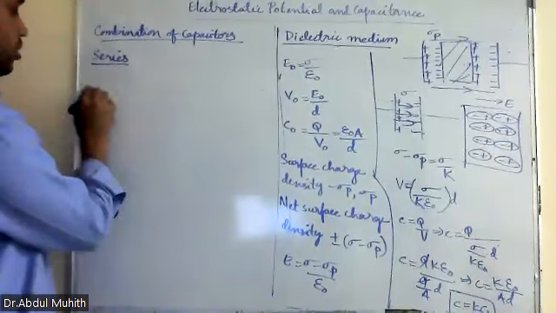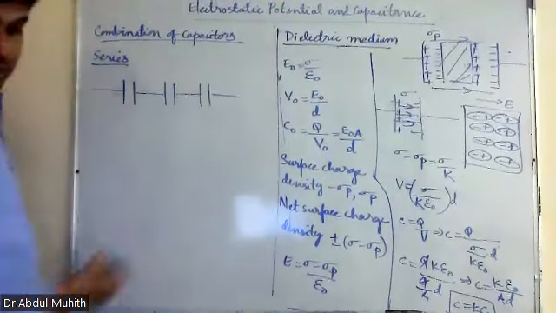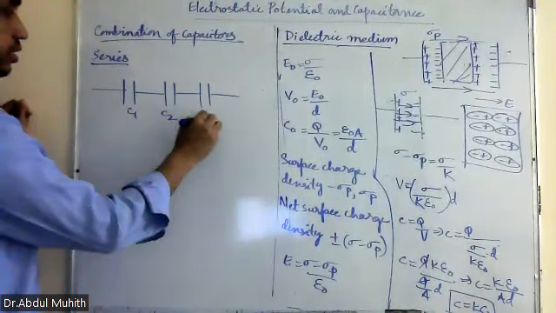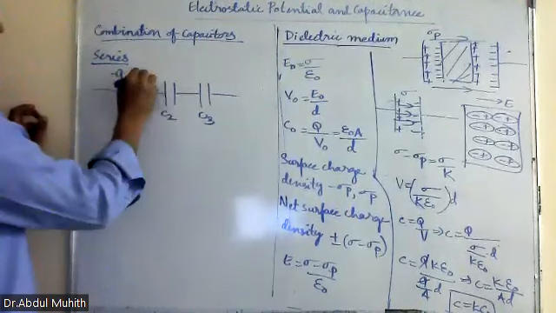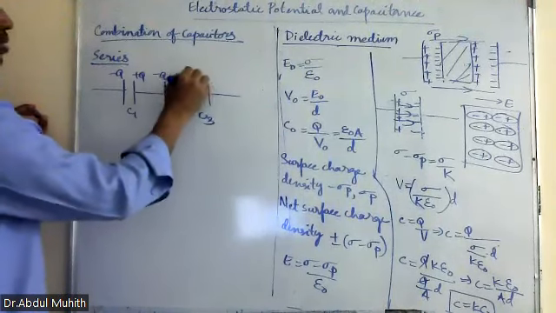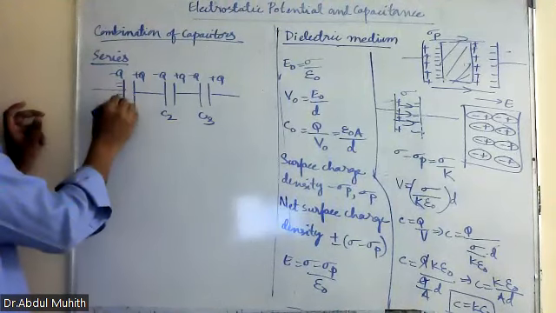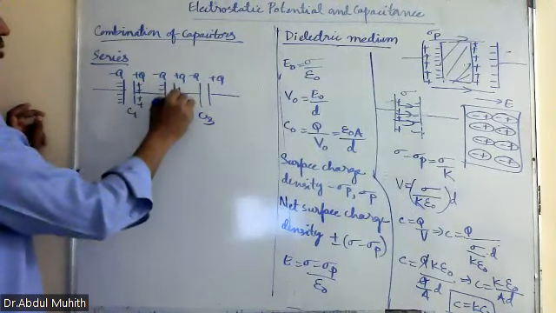Now what will happen if there are two capacitors connected in series, one after the other like this? This one is C1, C2 and C3. Minus Q, plus Q, then minus Q, then plus Q, then minus Q, then plus Q. So what will happen here? All the charges on this side are negative and on this side all are positive.